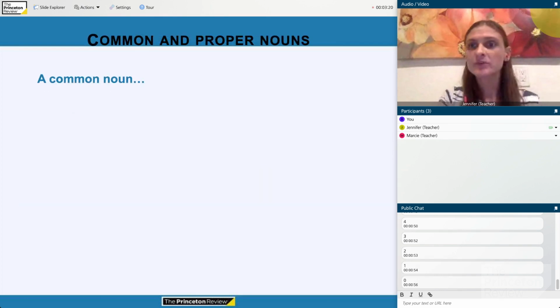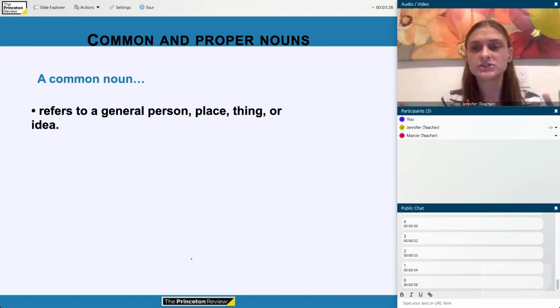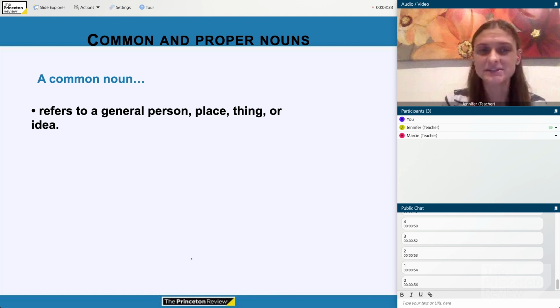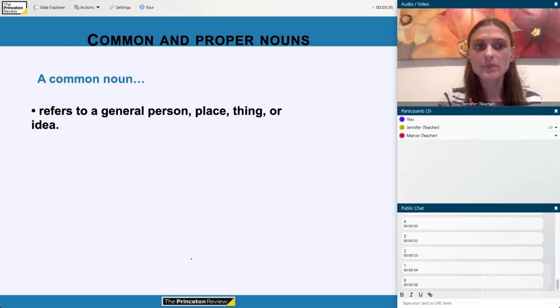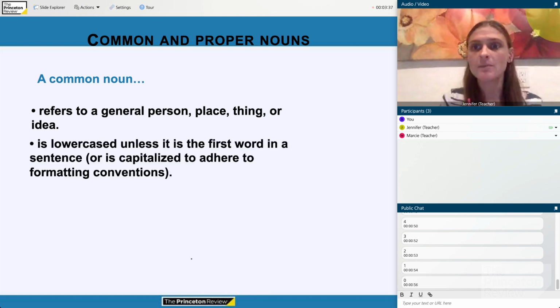So we'll start with common and proper nouns. You've likely heard of common versus proper nouns before, but it's always good to recap. A common noun is going to refer to some general person, place, thing, idea, concept, and so on. And typically, common nouns are lowercase. Of course, in the English language, the first word of a sentence is going to start with a capital letter.